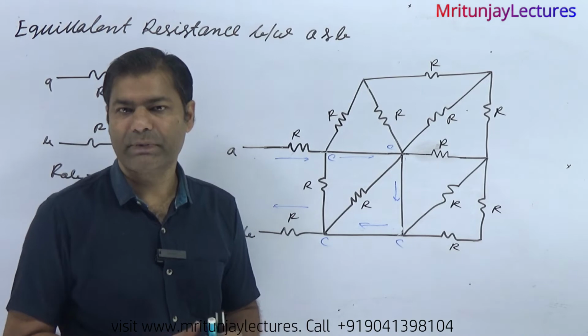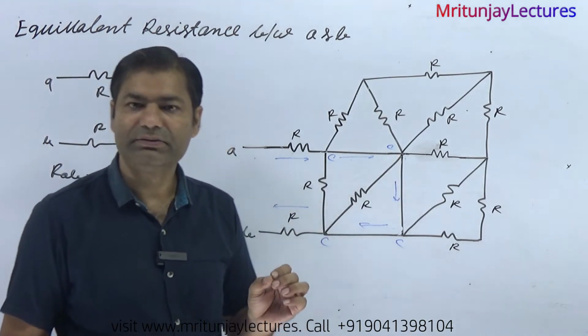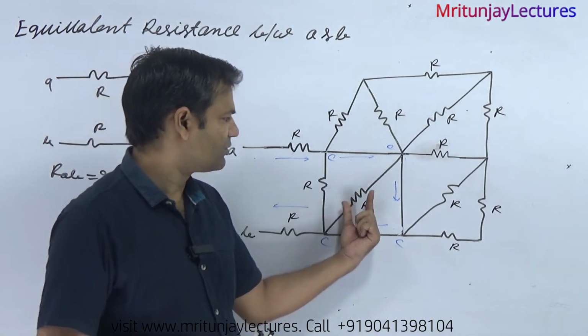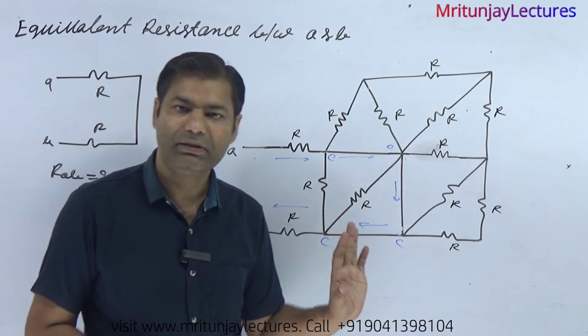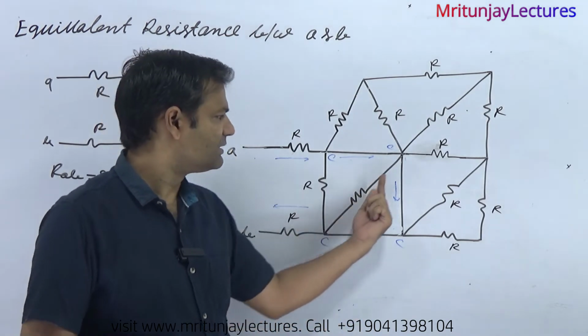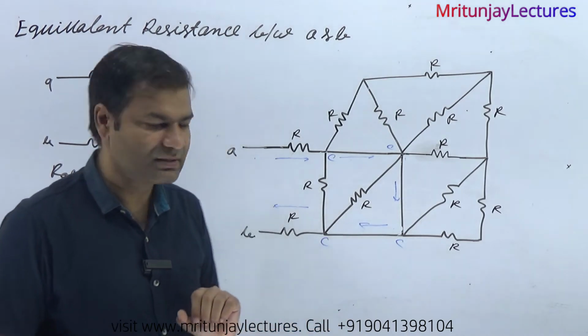If two junctions have a potential difference of 0, it means no current flows in this resistance, and no current flows in here also. Why? Because the voltage difference is 0, both are at the same potential. This resistance behaves as a dummy resistance.